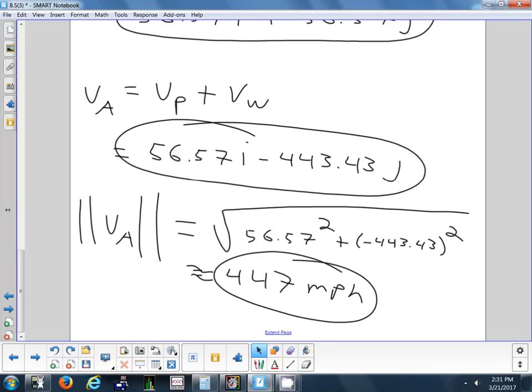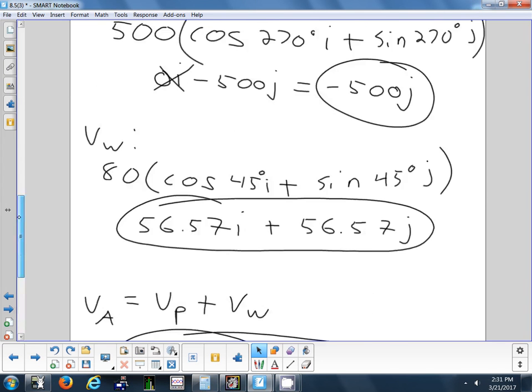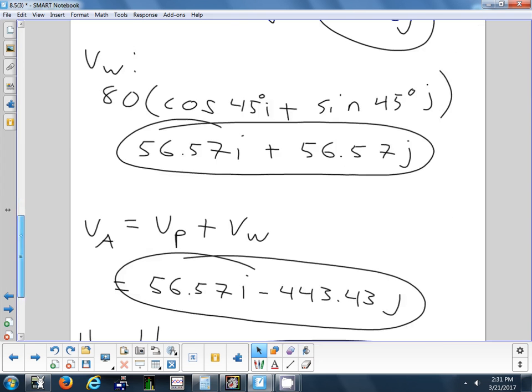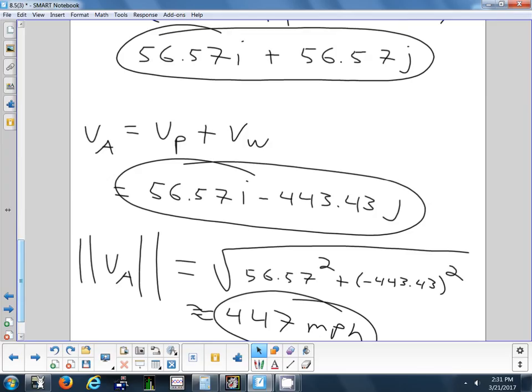Okay, any questions on that one? Okay, it's not too hard of a problem. It does take a little bit of time because you have to write down each vector with i's and j's. Then you got to add them up. Then you got to do the Pythagorean theorem to find the speed. So it does take a little bit of time. But that's the only application we're going to look at for the dot product section.